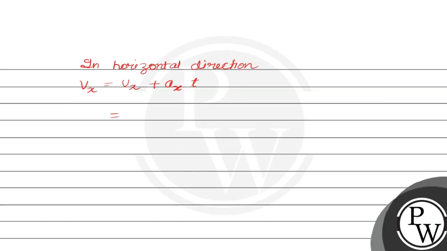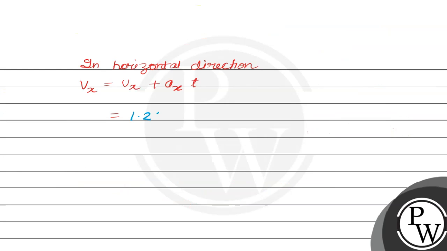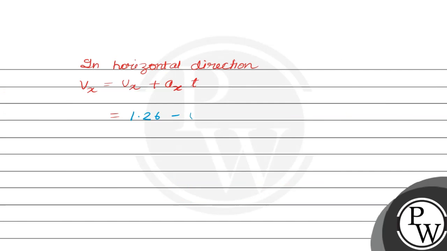So initial velocity in x direction we can write ux equals 3 cos 65 degree, and initial velocity in y direction is 3 sin 65 degree. On calculating, we will get 1.26 and 2.71 meter per second. Initial velocity in x direction is 1.26, and acceleration in x direction was minus 0.46 into time was 1.5 second.